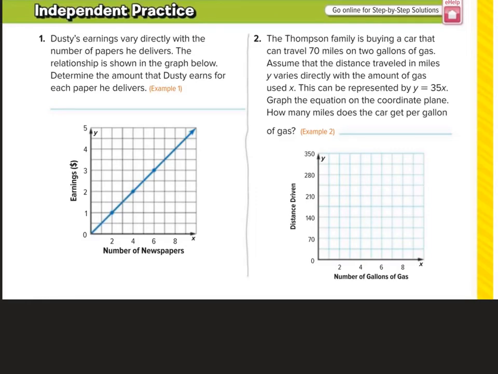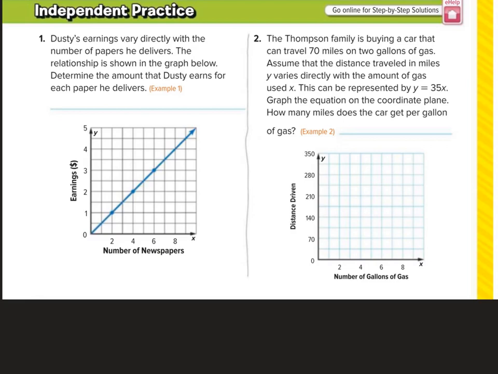This is the Answer Key Notes video for Chapter 3, Lesson 3. 1. Dusty's earnings vary directly with the number of papers he delivers. The relationship is shown in the graph below. Determine the amount that Dusty earns for each paper he delivers.